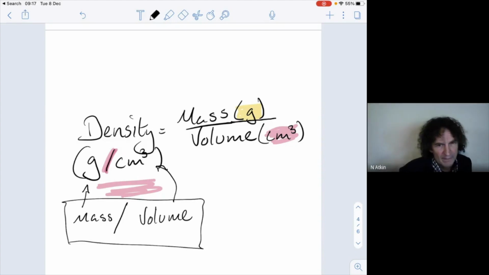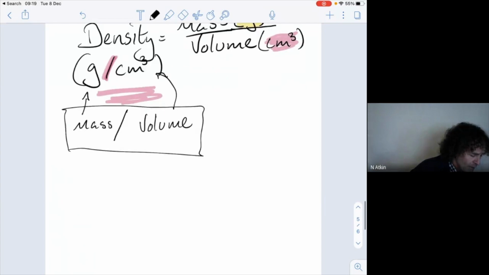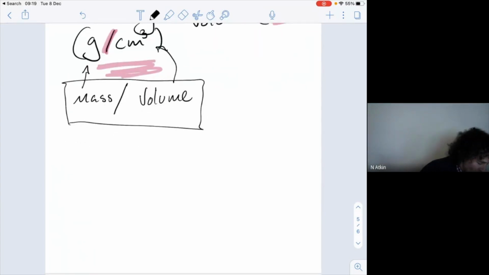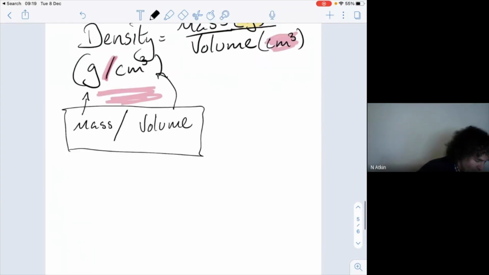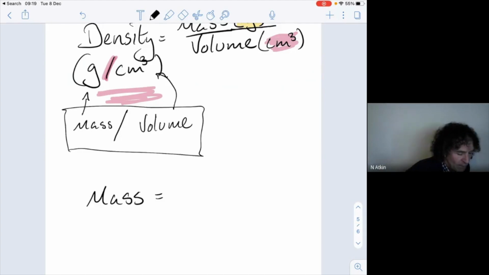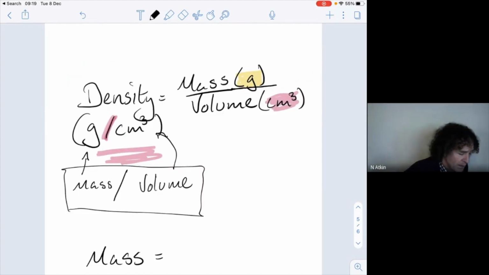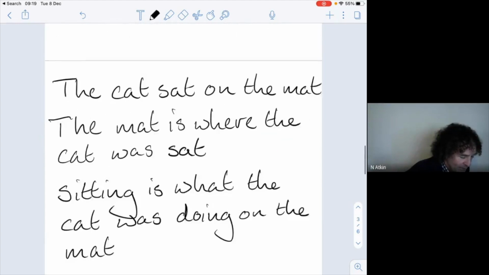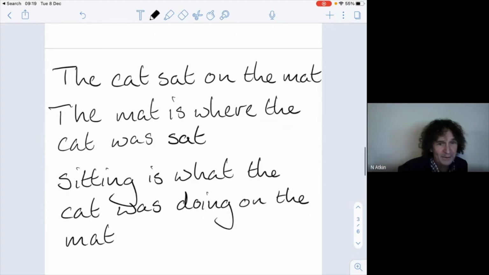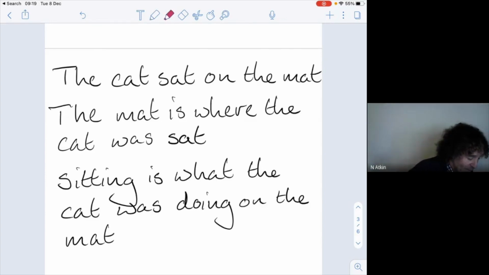Now, some of you won't get that, but some of you will, because some of you are going to do extremely well at GCSE. So that's what density is. Well, what's mass equal to? I'm going to have to change this formula, but I want to show you something a little bit different first. I'm going to teach you a little bit of English.